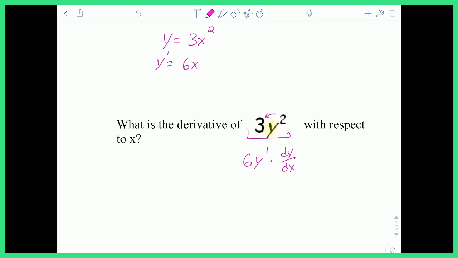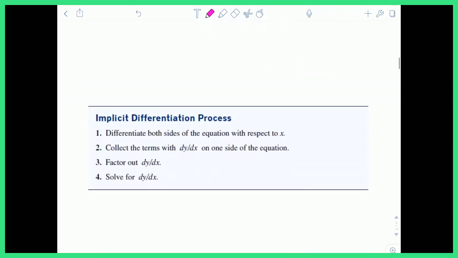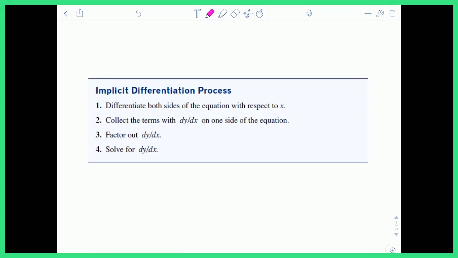So here's the big picture. Take the derivative of anything with a y with respect to x, you add a dy/dx. You chain that dy/dx. Here's the process for implicit differentiation. Number 1, differentiate both sides of the equation with respect to x. Number 2, collect the terms with dy/dx on one side. Number 3, factor out the dy/dx. And number 4, solve by isolating the dy/dx.